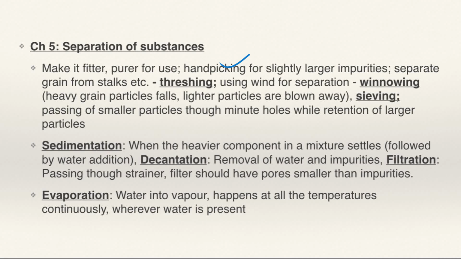We can use the process of threshing. Threshing is basically when we beat out the grains, so the grains fall out and the stalk remains. Winnowing is when we use wind for the process. We keep the grains in a tray on our head, and when we drop the grains on the floor, the impurities go away with the wind and settle somewhere else, while the grains fall straight down through gravity. So heavy grain particles fall, and lighter particles are blown away.